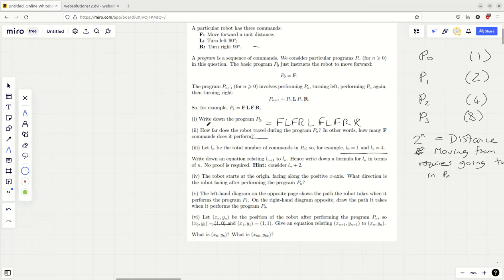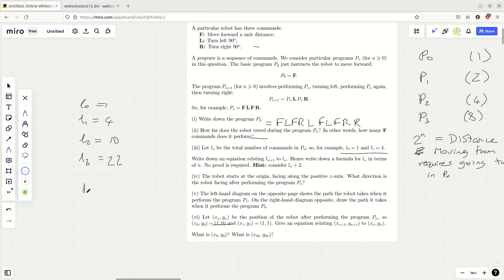Okay, well, looking at this, L0 is 1, L1 is 4. We can work out L2 as well because we've got P2 written down, and we can see that's a string of length 10. And L3, well, how do we get from P2 to P3? We do this, that's 10 moves. Then we turn left, that's 11. Then we do this again, that's another 10, we're up to 21. And then we turn right, 22.